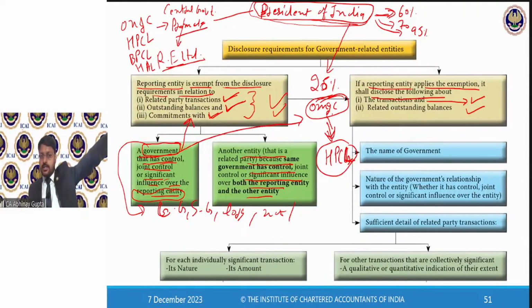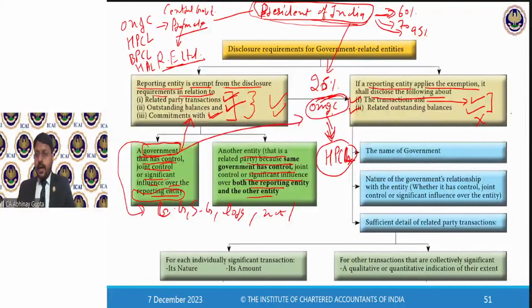So this is the same disclosure which we have been talking about earlier as well. We were disclosing the transaction, we were disclosing the outstanding balances, and we were disclosing the commitments. Here you are not seeing the commitments. So commitment is skipped. Commitments are not required to be disclosed because that is not coming up in this special disclosure, but the transaction and the outstanding balances still need to be disclosed. So this is the exemption and this is the requirement if we claim the exemption.